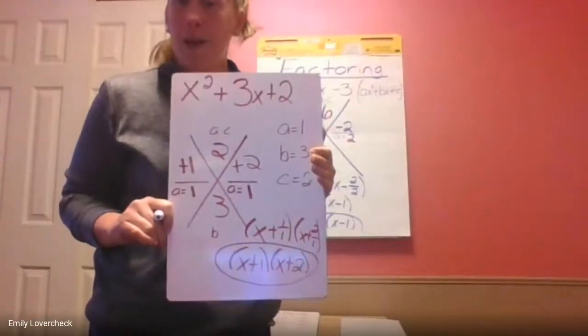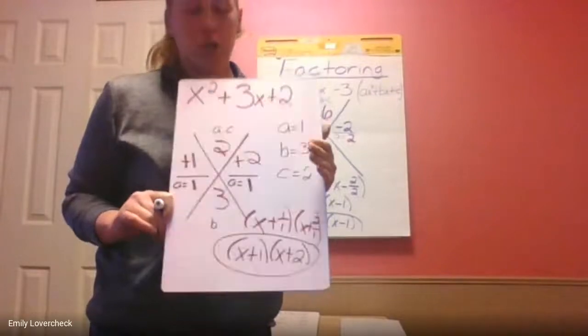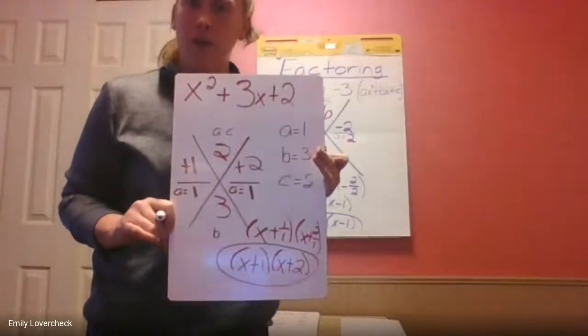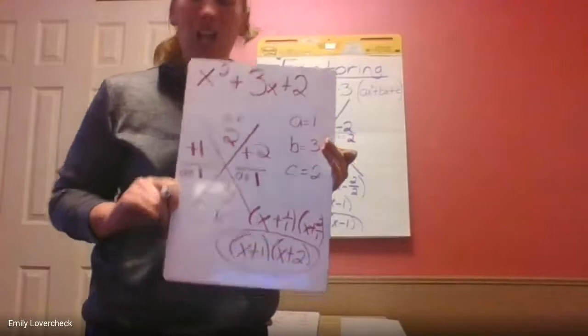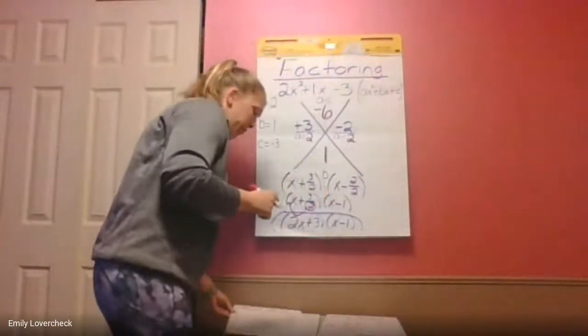As you see through the board, if I multiply that through, x times x will give me x squared. X times 2 is 2x. 1 times x is 1x. And 2 times 1 is 2, which gives me back to my original trinomial. Okay? Let's do one more where A is not 1, just like on the board here.